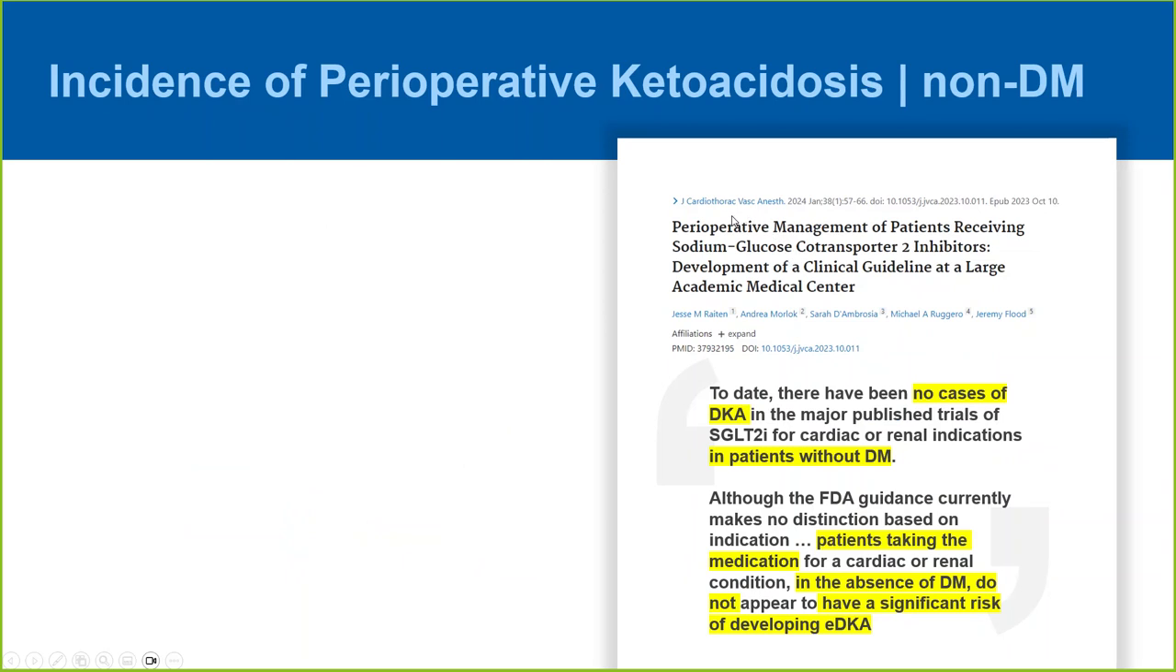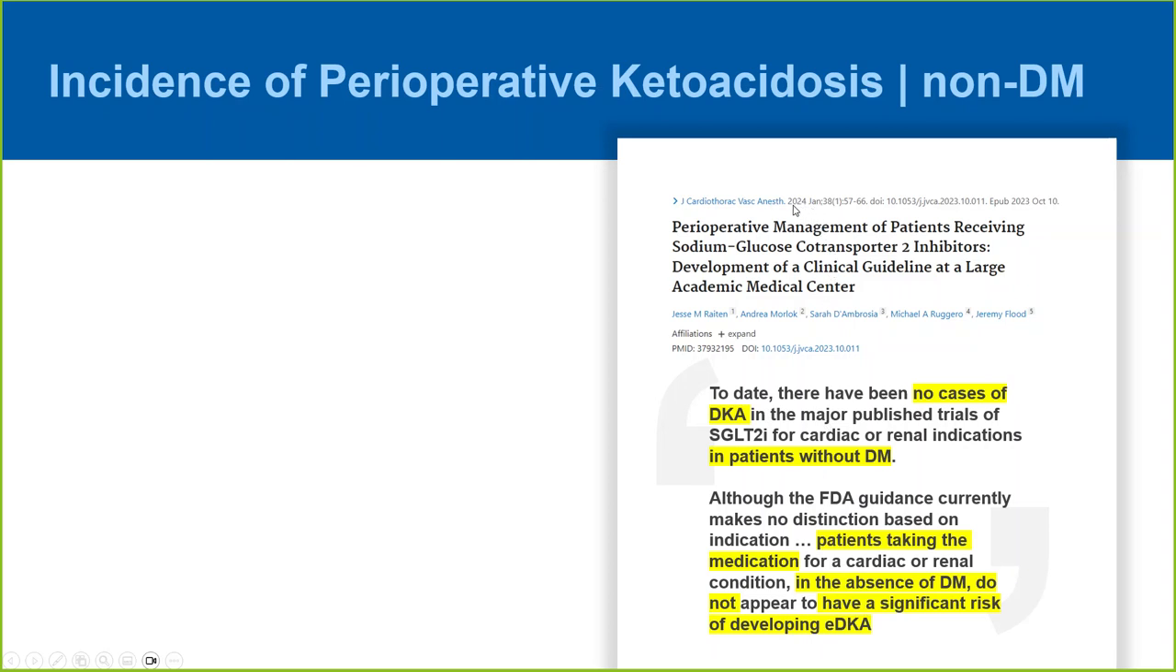So that kind of leads us to the paper that I sent out from the University of Pennsylvania, Perioperative Management of Patients Receiving SGLT2 Inhibitors, Development of a Clinical Guideline. And they note in their paper that to date, there have been no cases of DKA in major published trials of SGLT2 inhibitors for cardiac or renal indications in patients without diabetes, and that although the FDA guidance currently makes no distinction based on indication, patients taking the medication for a cardiac or renal condition in the absence of diabetes do not appear to have a significant risk for developing euglycemic DKA.